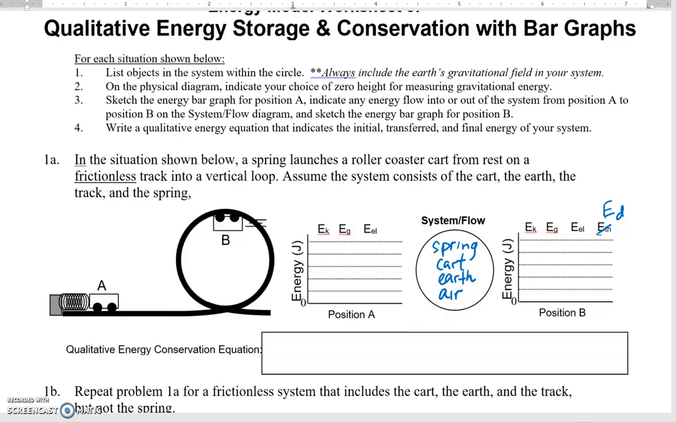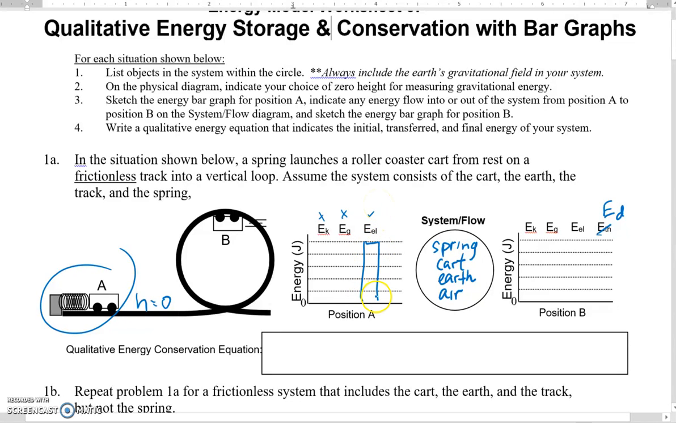So let's make the bar chart for situation A. That is a compressed spring. The cart is not elevated. We will assume that this is the zero height level. So it's not moving, so there's no kinetic. It's not elevated, there's no gravitational, but the spring is compressed, so there is elastic potential energy. So in fact, I'll say there's a full set of 1, 2, 3, 4, 5 bars worth of elastic potential energy.